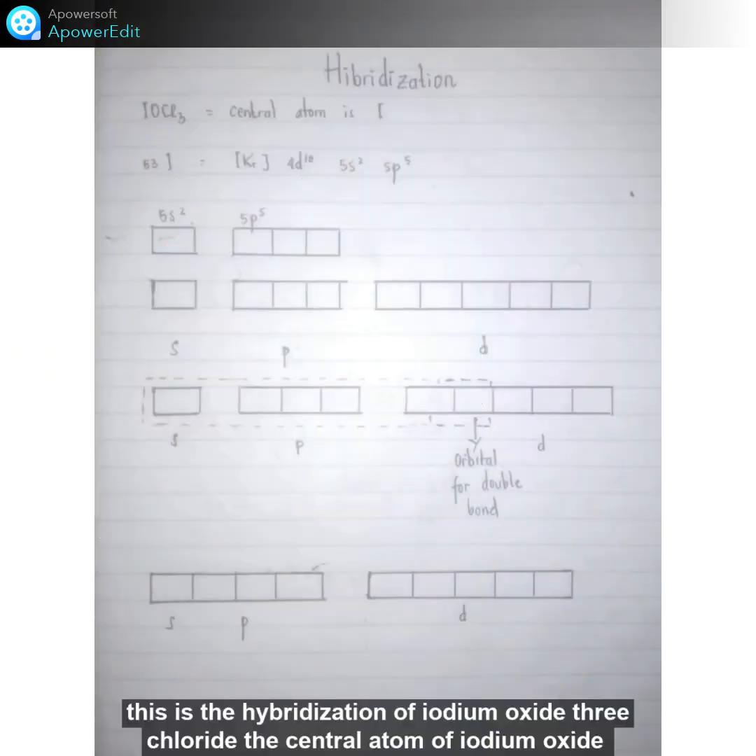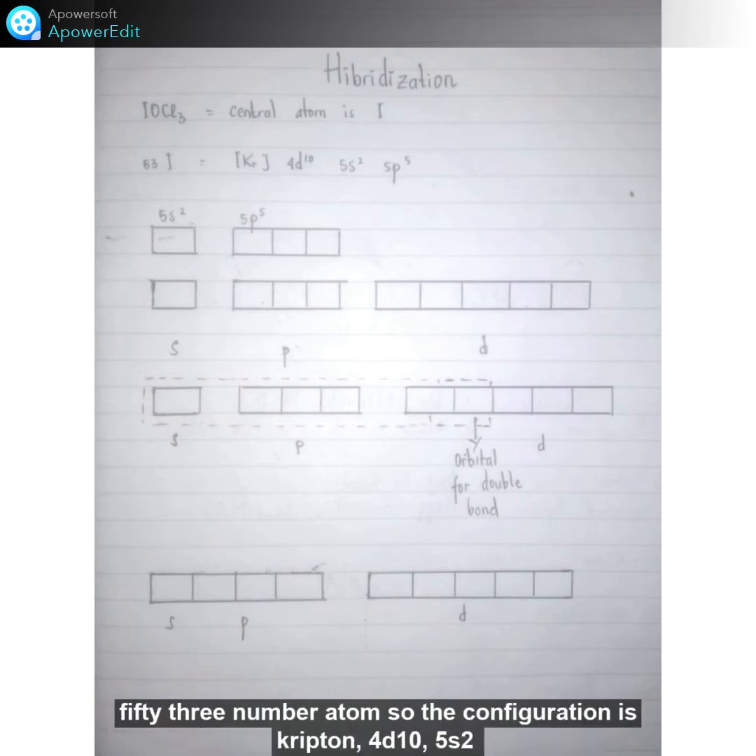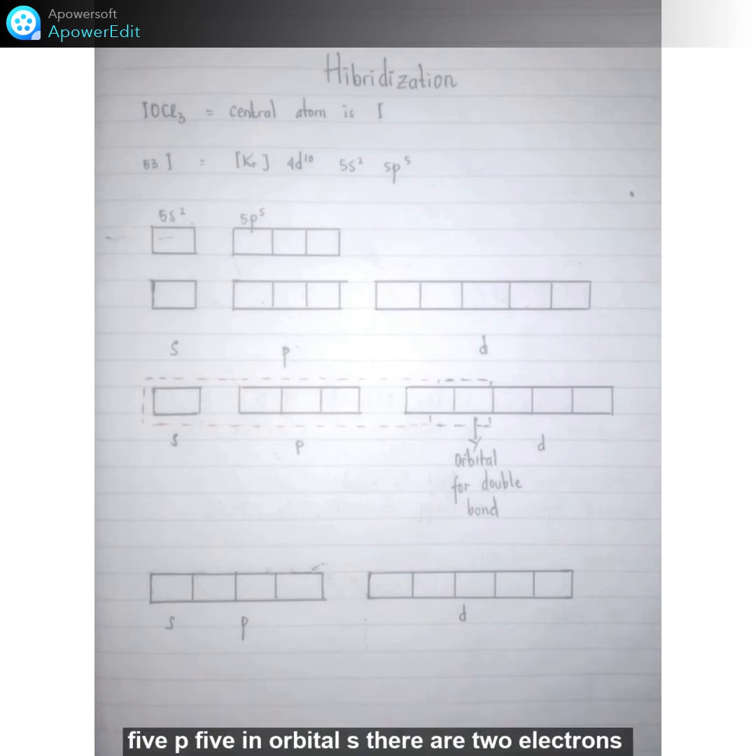This is the hybridization of iodine oxide trichloride. The central atom of iodine oxide trichloride is iodine, because iodine has the biggest atomic radius. Iodine has atomic number 53, so the configuration is krypton, 4d10, 5s2, and 5p5. The outer shell of iodine is 5s2 and 5p5.